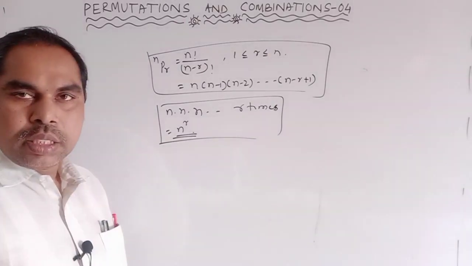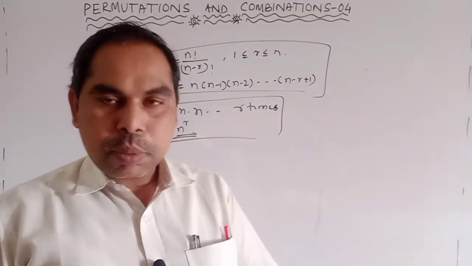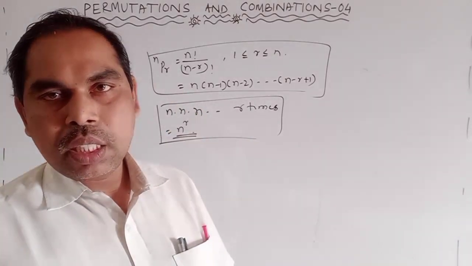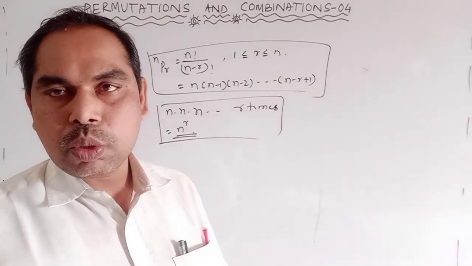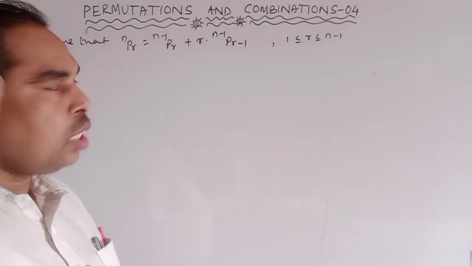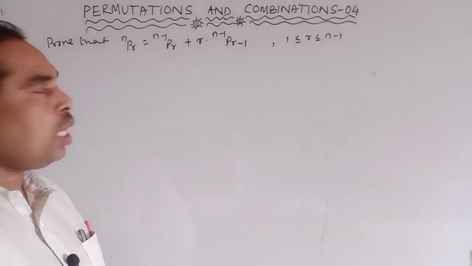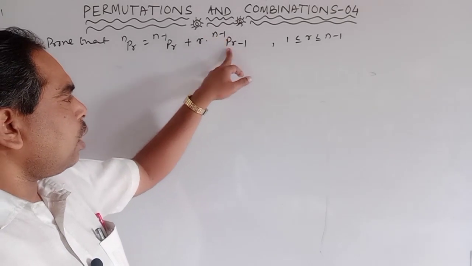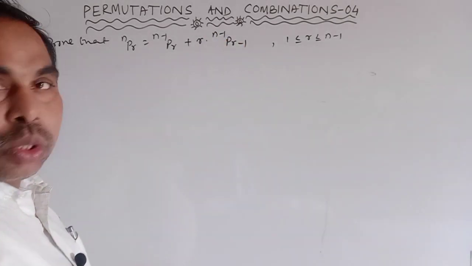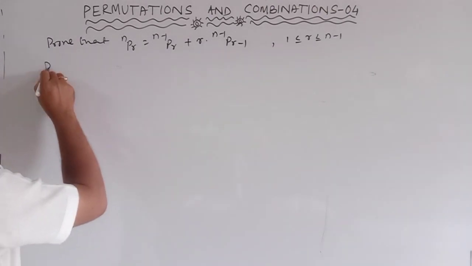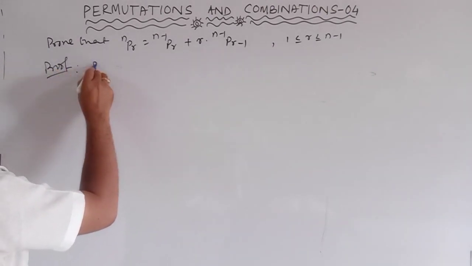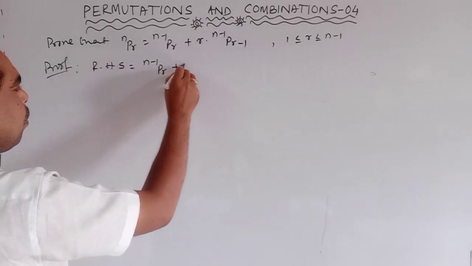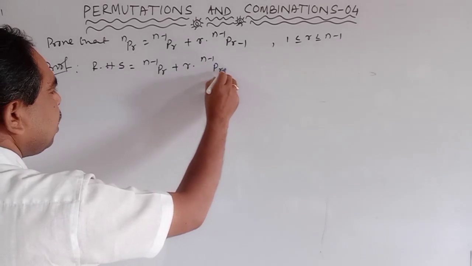Today we are going to discuss some problems of nPr and restricted permutation also. Prove that nPr = (n-1)Pr + r into (n-1)P(r-1). The proof: take the RHS part, (n-1)Pr + r into (n-1)P(r-1).